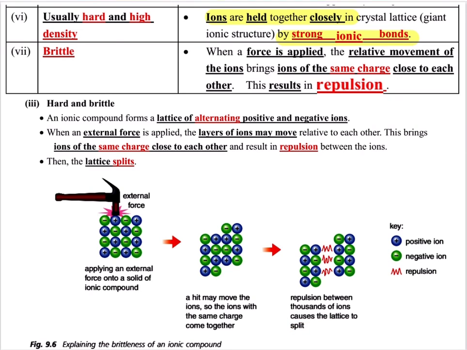Alright, so highlight this. When there is a force applied, relative movement of the ions. What is relative movement? It means they shift position. So same charges come close to each other and result in repulsion. When a force is applied, relative movement of the ions brings the same charges close to each other, and this results in repulsion, and then they break. Okay?